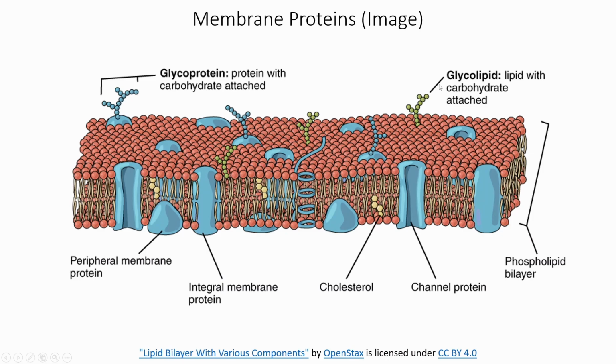We also have things like glycolipids. So this is a lipid and a carbohydrate together. We also have glycoproteins, which is a carb and a protein linked together. We can use these for things like recognition and signaling and whatnot. And then we also have cholesterol. We haven't mentioned this yet, but cholesterol is a lipid, and this is going to help give some stability to the membrane. It's important to note that this membrane here is fluid.